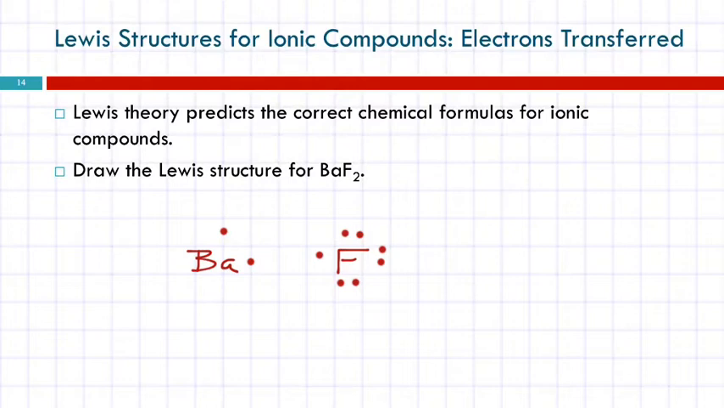So fluorine says, hey, give me one of those valence electrons so I can have 8. And barium's like, oh, okay. So it gives one to fluorine. Now fluorine's happy and has a -1 charge. Barium now has a +1 charge. Is barium happy?